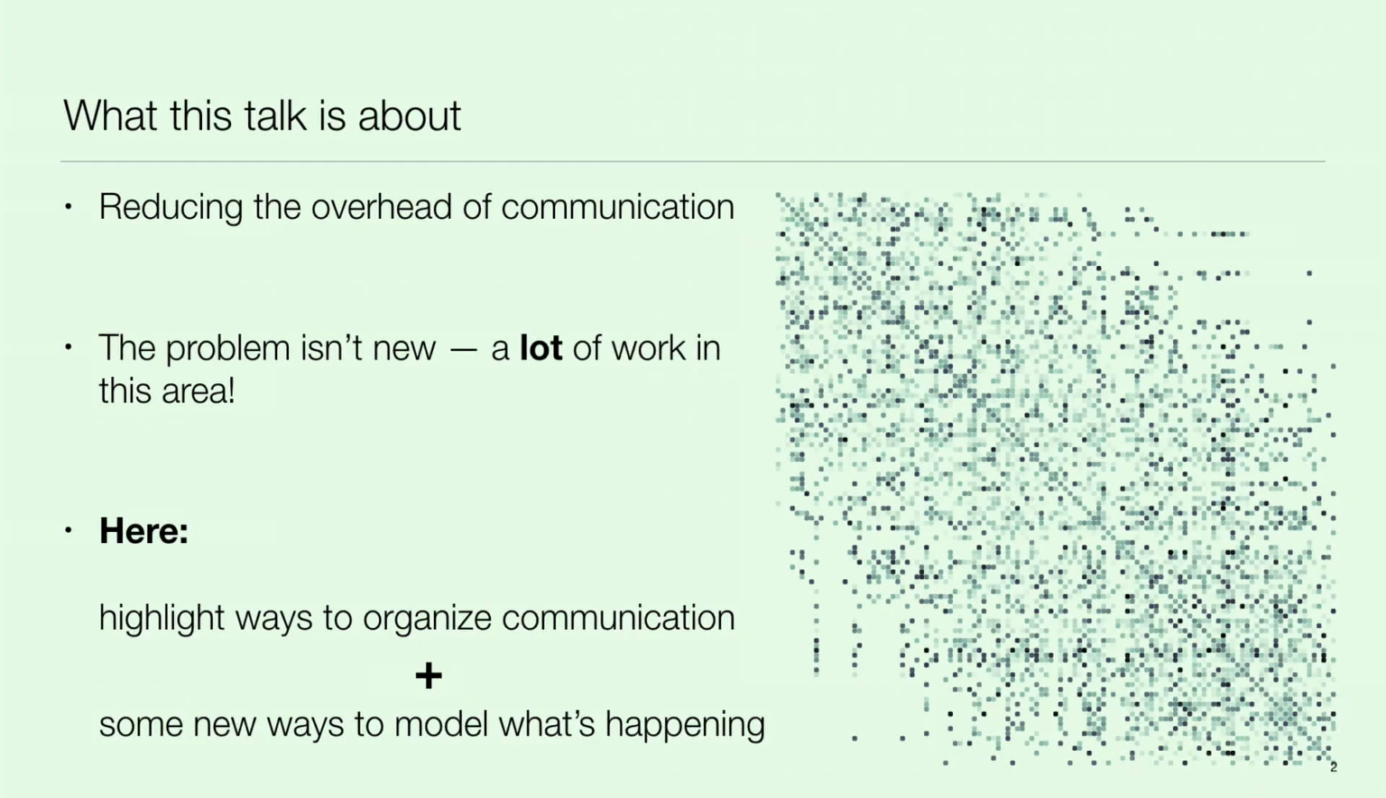All right, so what's this talk actually about? It is about methods and models to reduce communication, but this really isn't a new problem. In fact, everybody's doing this, and there's a lot of work in this area. What I'm going to focus on here are some sparse matrices, and at the end, some collectives. I'm going to try to highlight some ways of organizing communication and some new ways to model what's happening in these kernels.